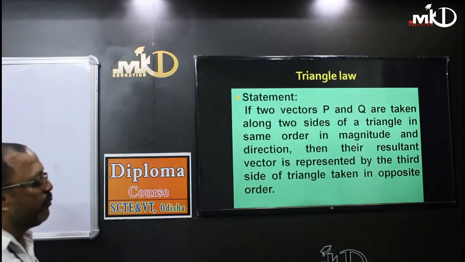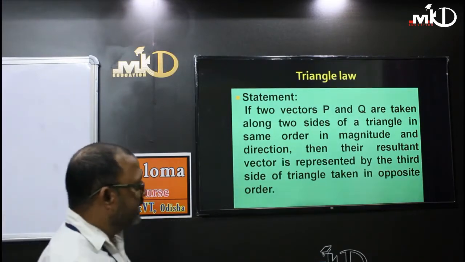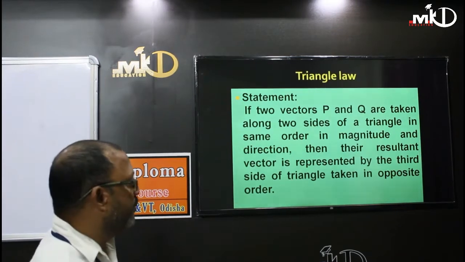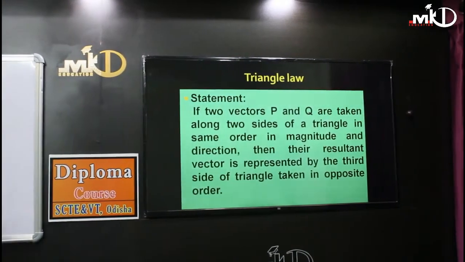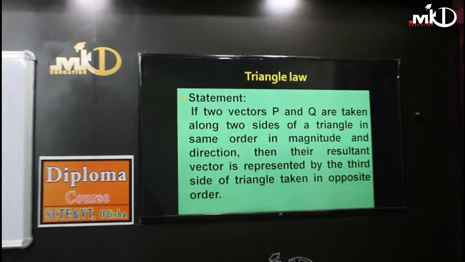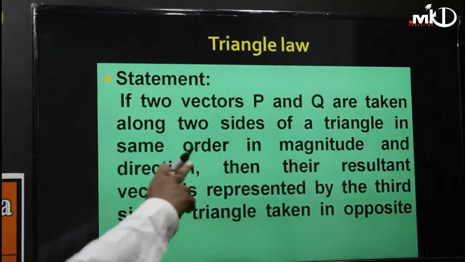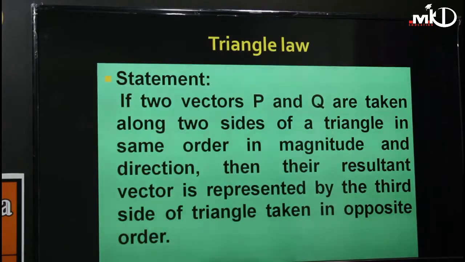The first law we have to study is called the triangle law of vector addition. According to this law, if two vectors P and Q are taken along the two sides of a triangle in the same order in magnitude and direction, then their resultant vector is represented by the third side of the triangle taken in opposite order. That I am going to explain.